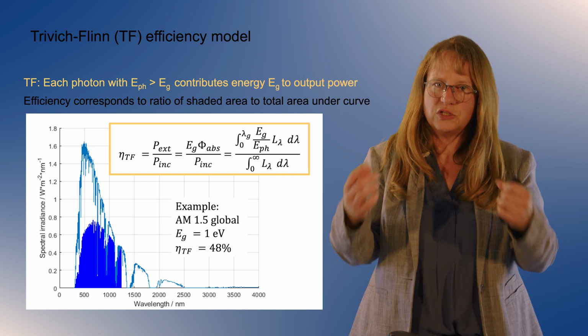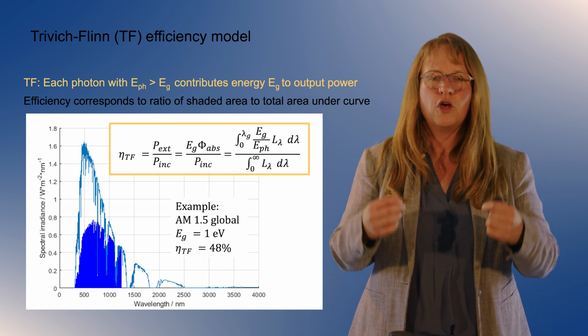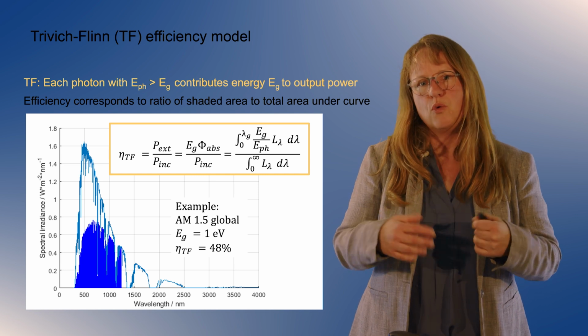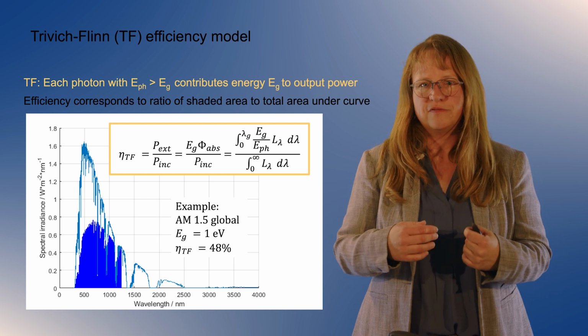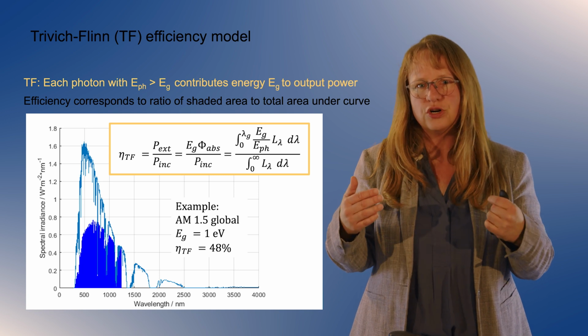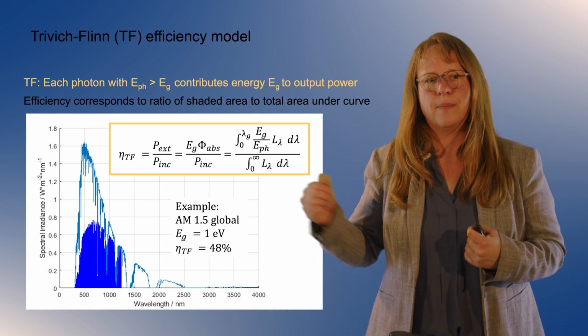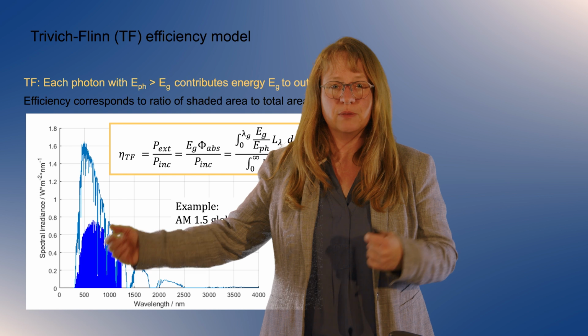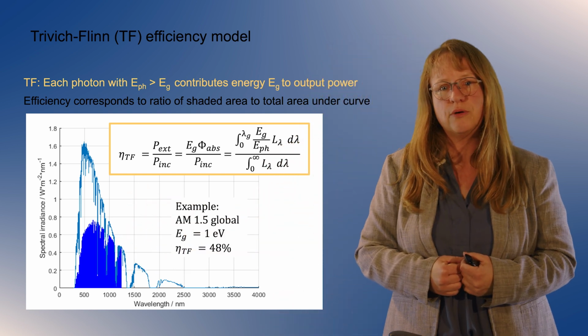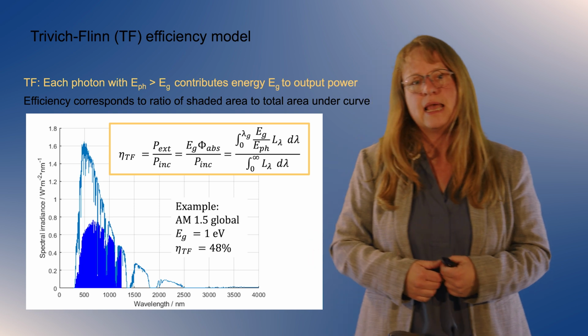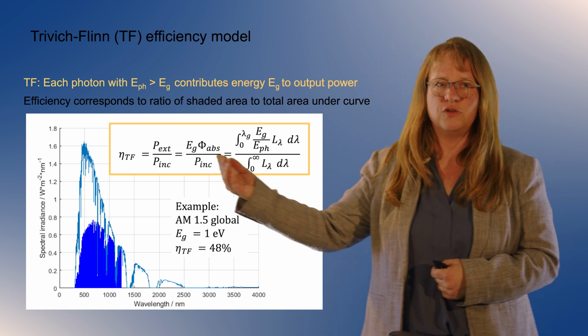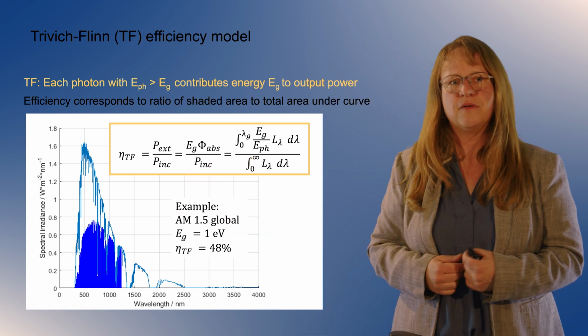So this is a first model to give you a feeling of what power or what energy can be extracted from a solar cell. You have to consider at least which photons can even be absorbed by the semiconductor material, and you have to consider the thermalization effects, and the two combined then give you the Trivich and Flinn efficiency, eta TF.